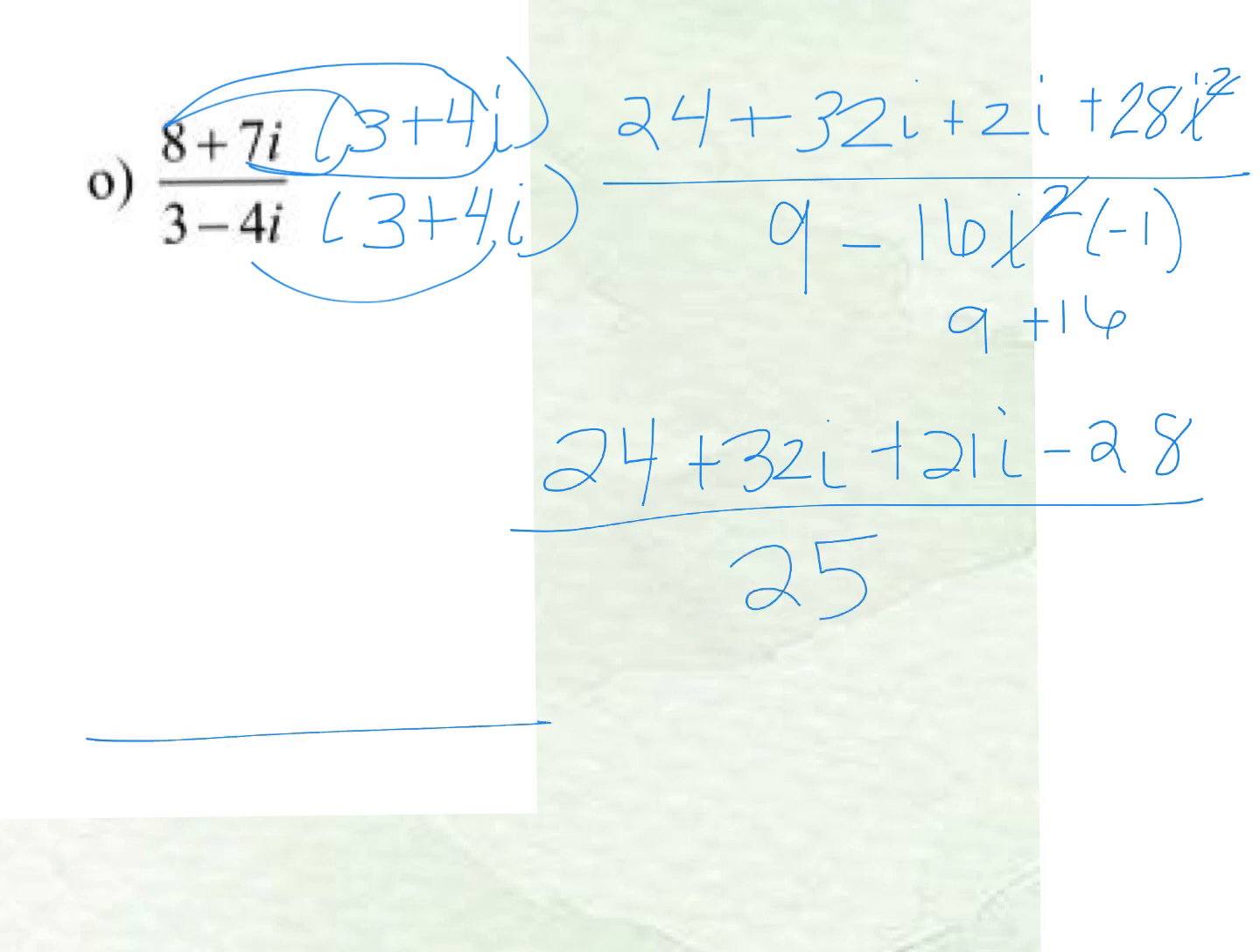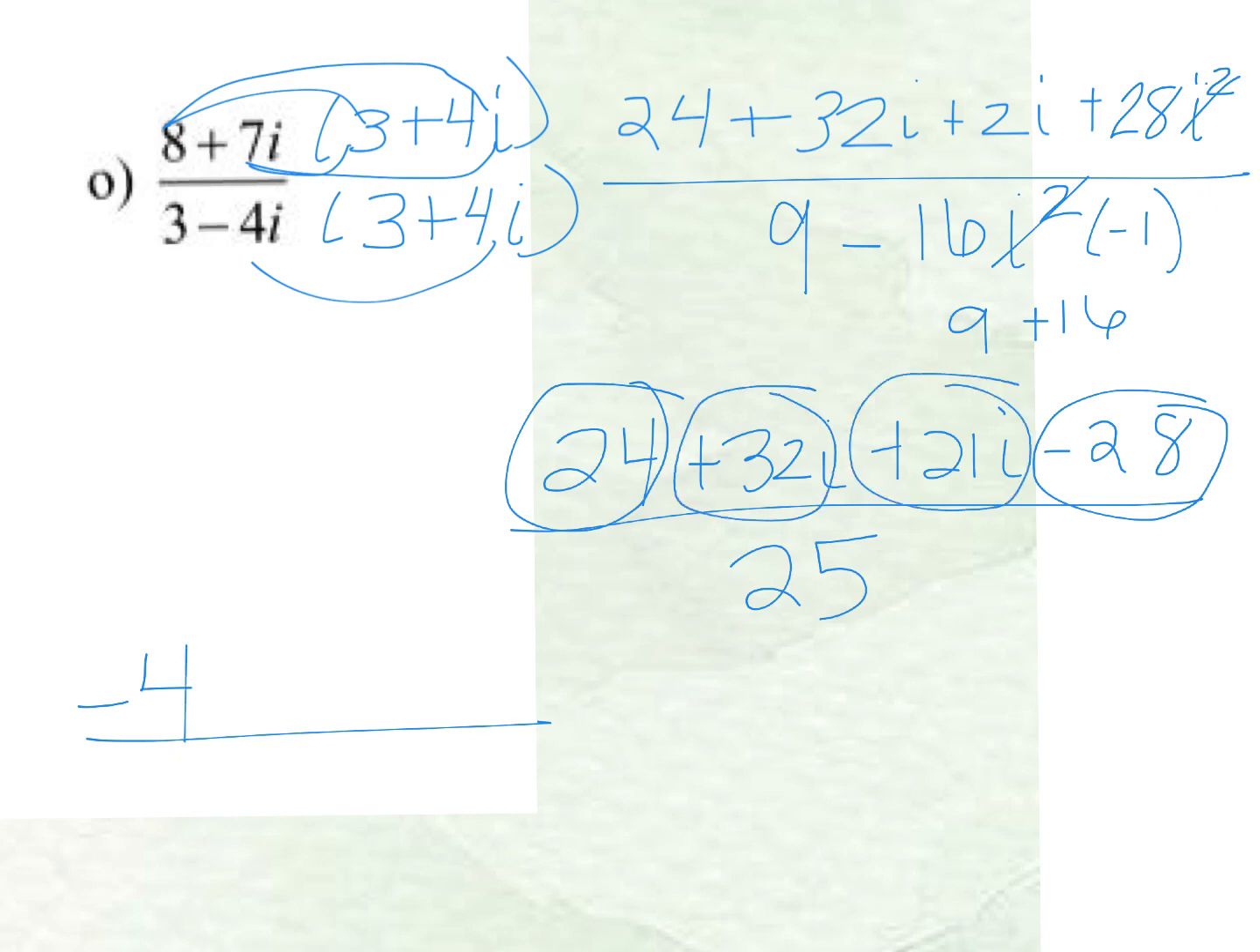Alright, so now we can combine like terms of 24 and negative 28, which are going to combine to give us negative 4. And my imaginary numbers of 32 and 21 are going to combine to give me 53 i's. And 25 on the bottom.